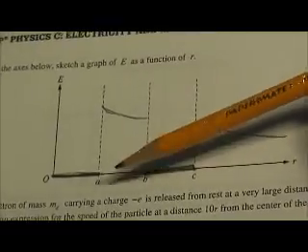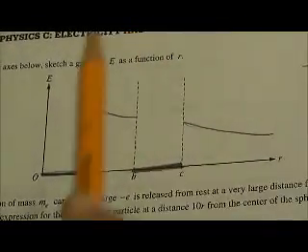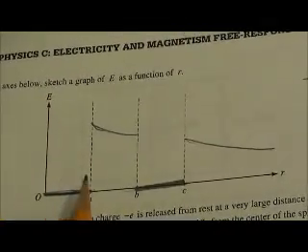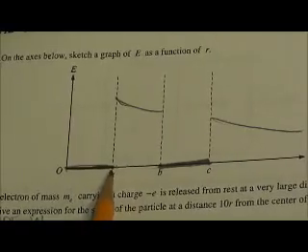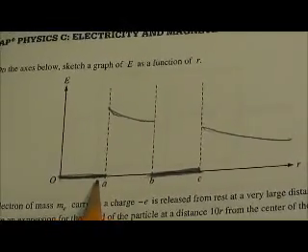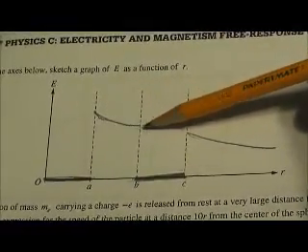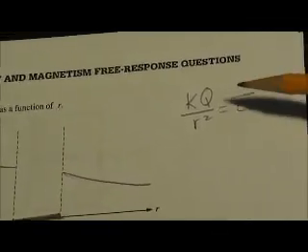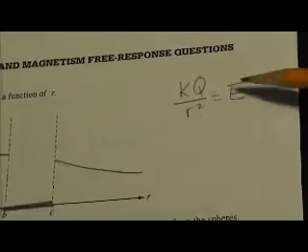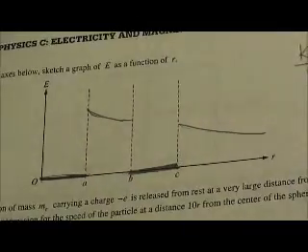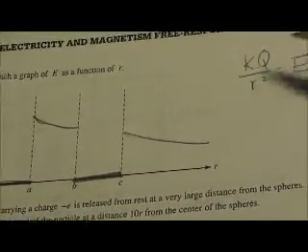Part C, on the axis below, sketch a graph of E as a function of R. So basically everything we found in part B, we just need to sketch a graph of it. 0 to A was equal to 0. The electric field is 0 in that area. From A to B, the electric field is gradually decreasing because KQ over R squared is equal to E. So the bigger R gets, the smaller E gets. It's inversely proportional. Therefore, E gradually decreases and it's concave up because it is 1 over R squared, essentially.